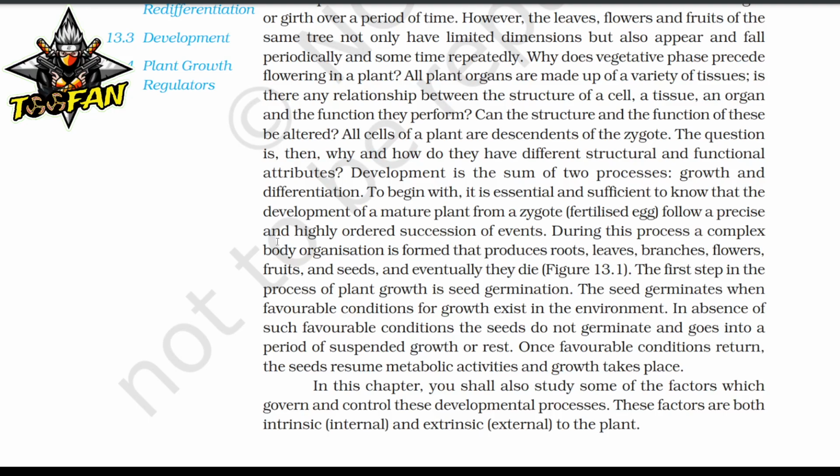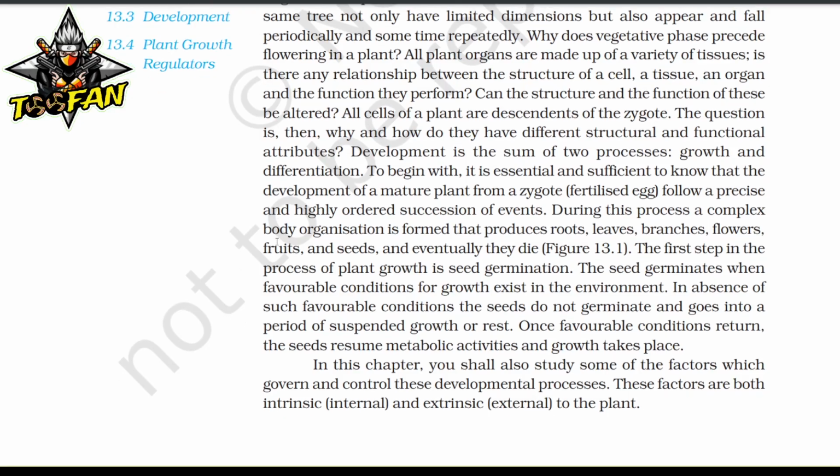The first step in the process of plant growth is seed germination. The seed germinates when favorable conditions for growth exist in the environment. In the absence of such favorable conditions, the seeds do not germinate and go into a period of suspended growth or rest. Once favorable conditions return, the seeds resume metabolic activities and growth takes place. In this chapter, you shall also study some of the factors which govern and control the developmental process. These factors are both intrinsic and extrinsic to the plant.